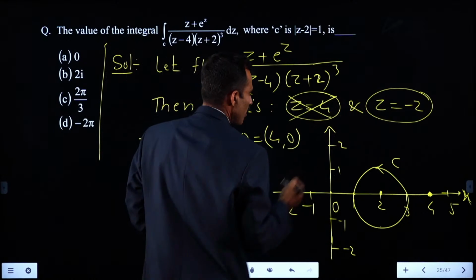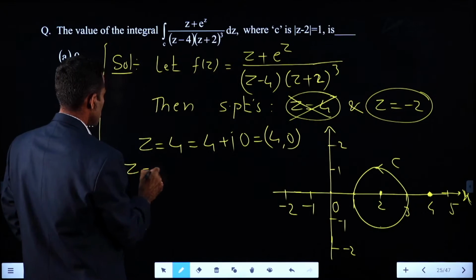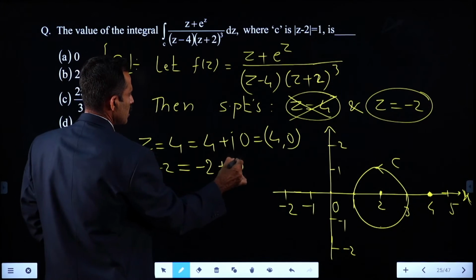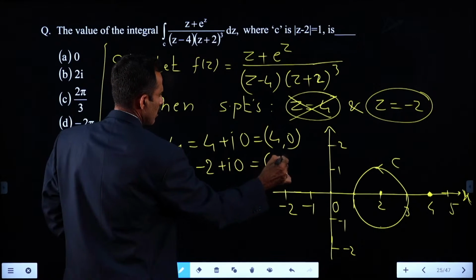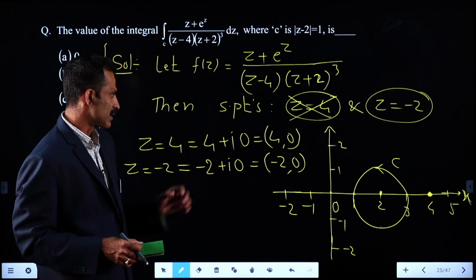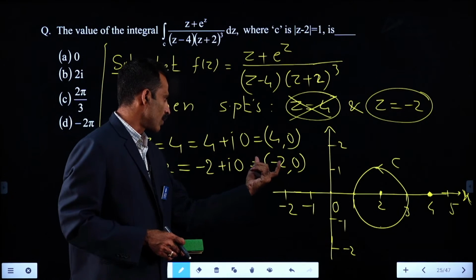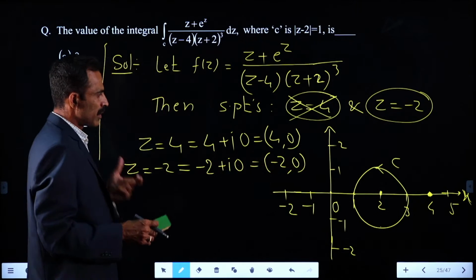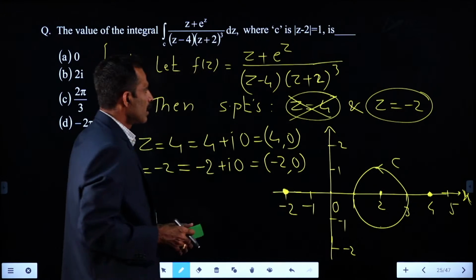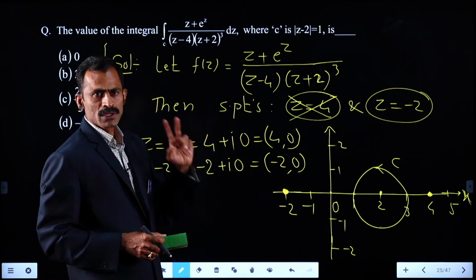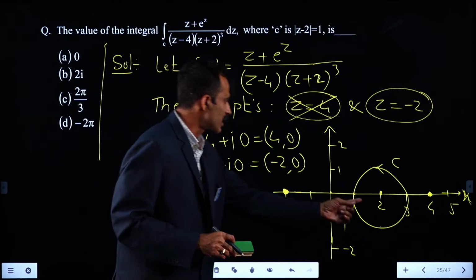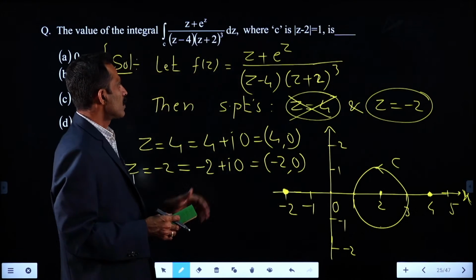Next, the second singular point is z equal to minus 2. We can write minus 2 as minus 2 plus i0, or minus 2 comma 0. Again, the y coordinate is 0, so this point lies on the x-axis, and the x coordinate is negative, so this point lies on the negative x-axis only. That is this point. It is minus 2 only. The function has only two singular points. The two singular points are lying outside the region or outside the closed curve only, not inside the region, not on the region.